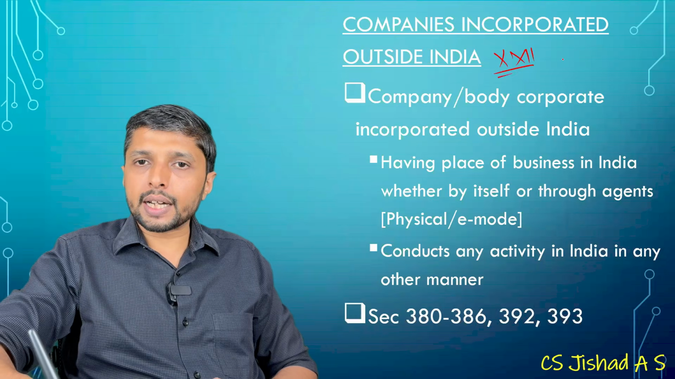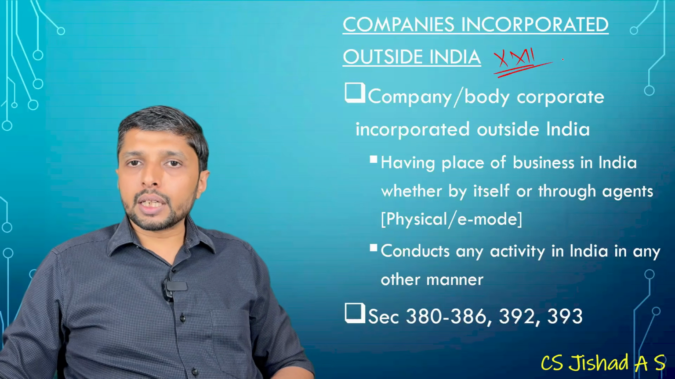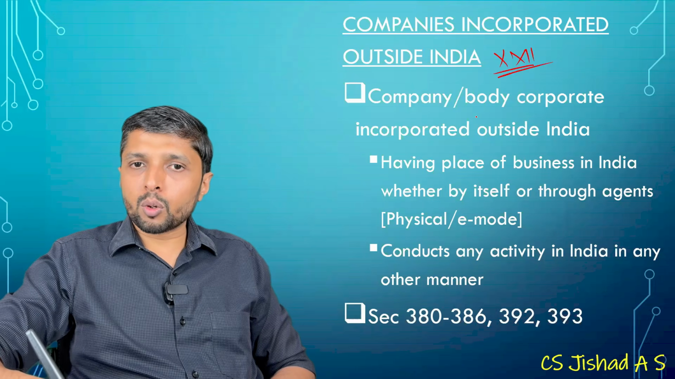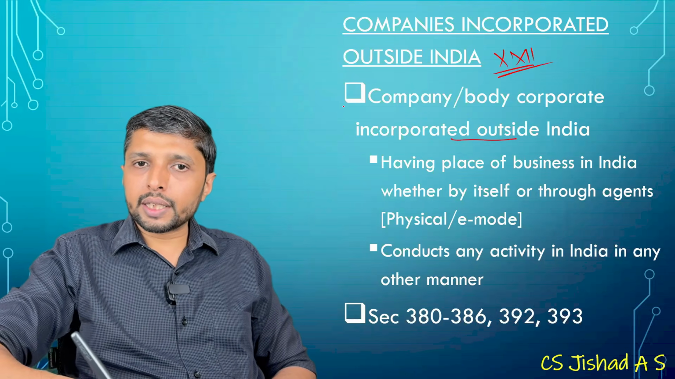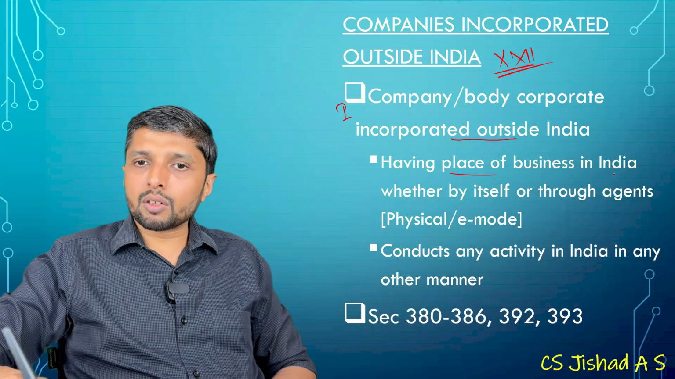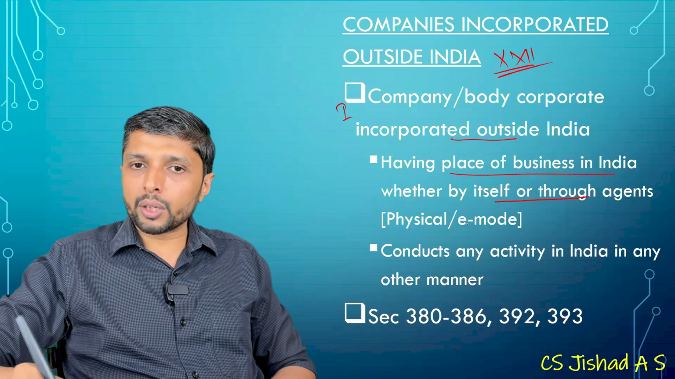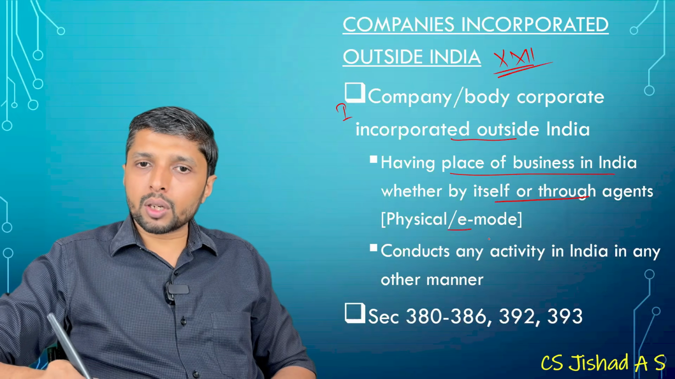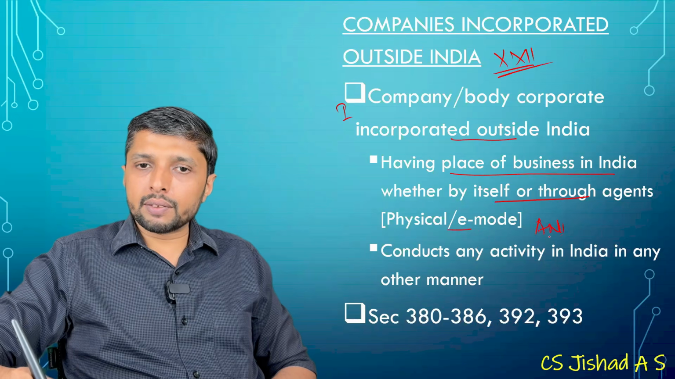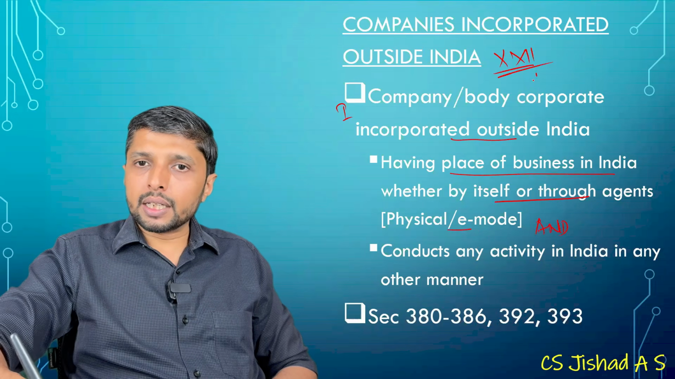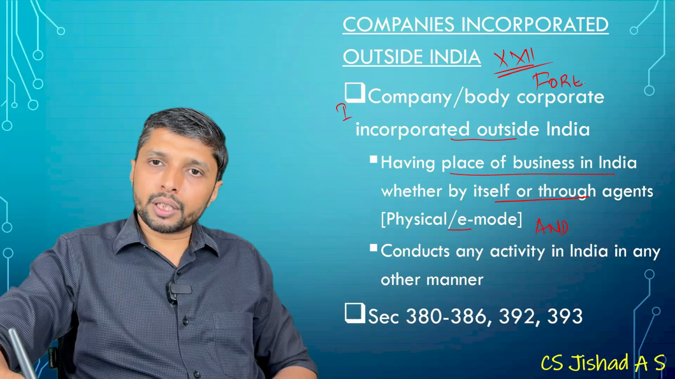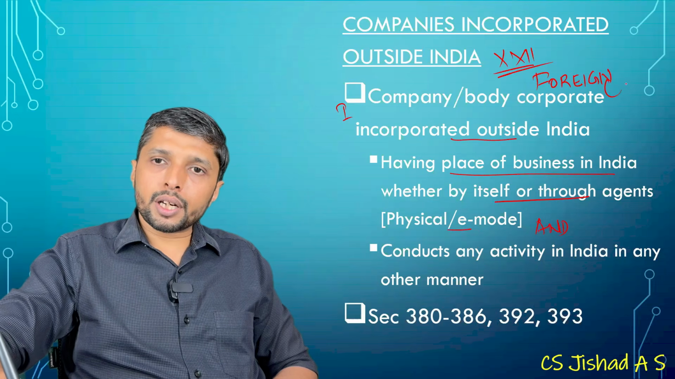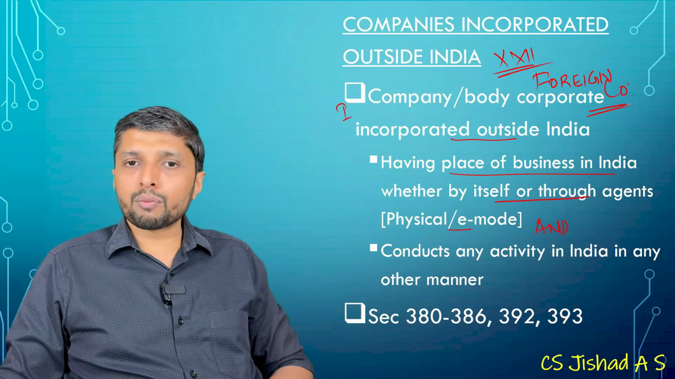22 of Companies Act. Companies incorporated outside India, company or body corporate incorporated outside India, first condition, having place of business in India, whether by itself or through agent, by physical or e-mode, and conduct any activity in India in any other manner is known as foreign company. So companies incorporated outside India is explaining about the foreign company.